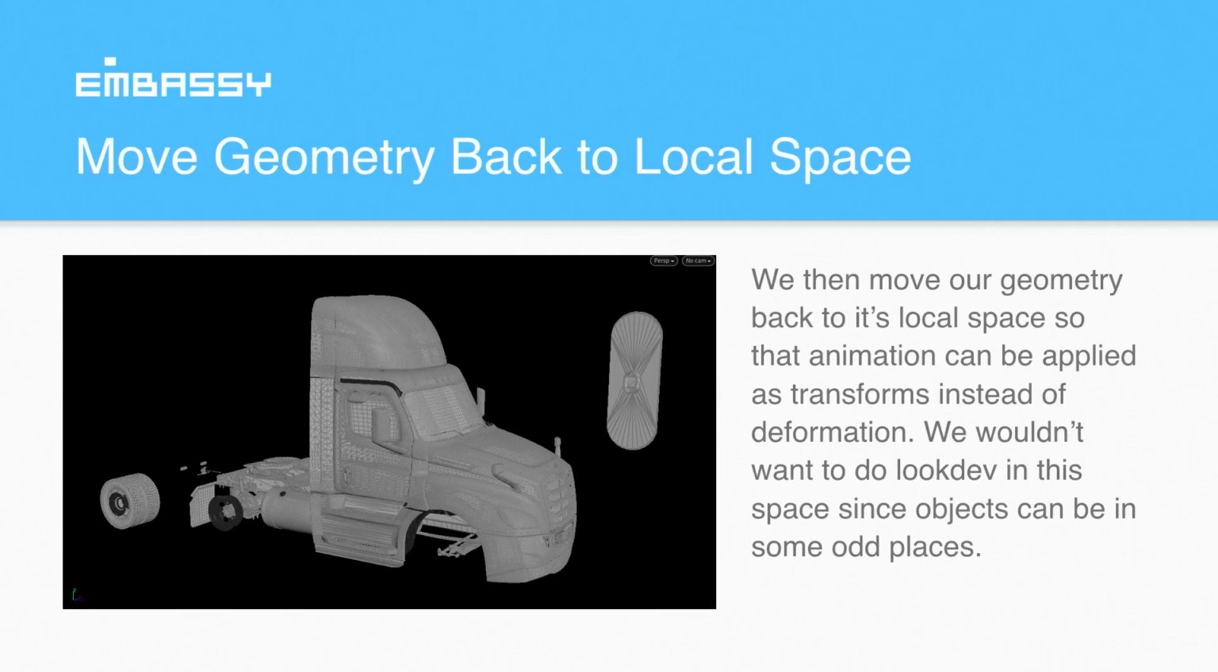We then move the geometry back to local space. Basically because we're using those TRSs to move the geometry around and using transformation instead of deformation blur. Sometimes the pieces are in some wonky places, which then gets fixed when it gets put under its TRS, but we prefer to work on it that way.